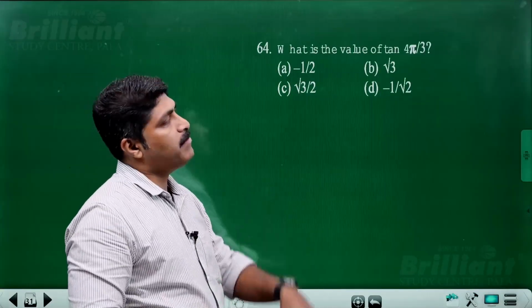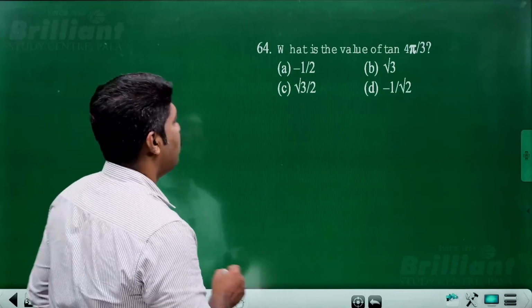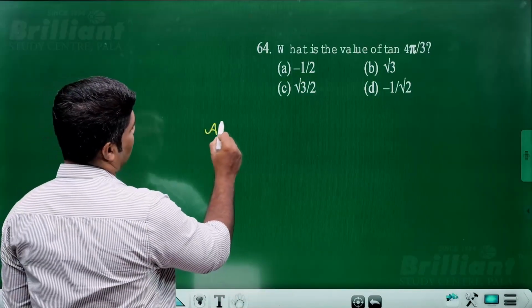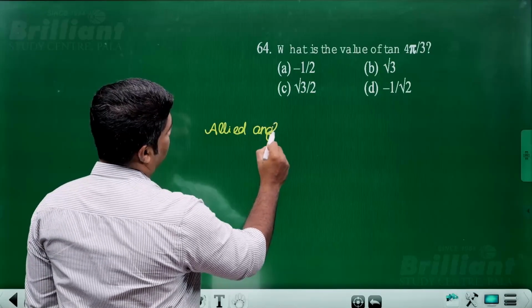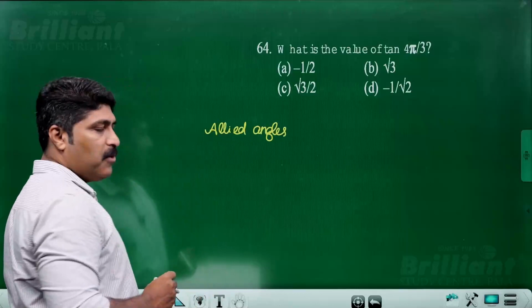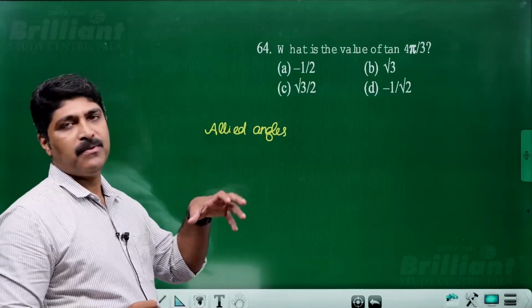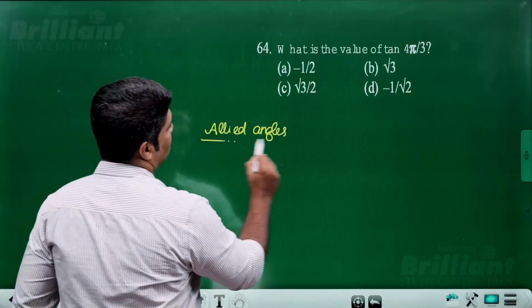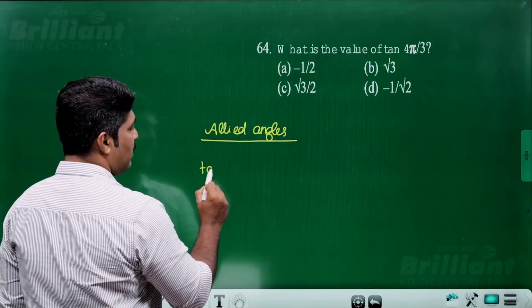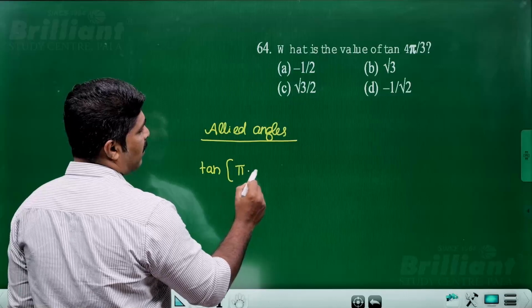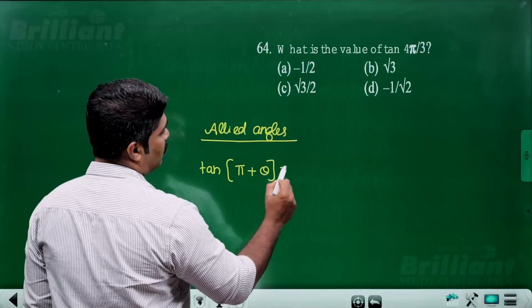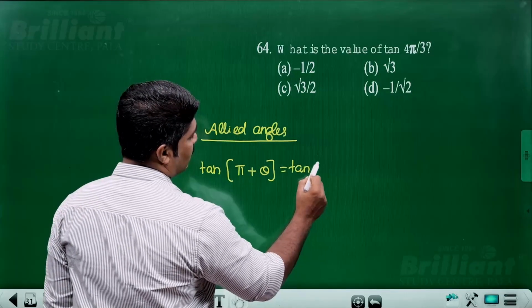It's a question from trigonometry, the concept of allied angles. I'm not going to explain too much about these allied angles, only give you the basic idea here. This is the basic result. In this case, I'm using the idea tan of pi plus theta, which is equal to tan theta.